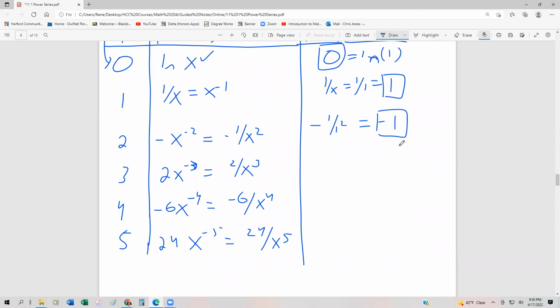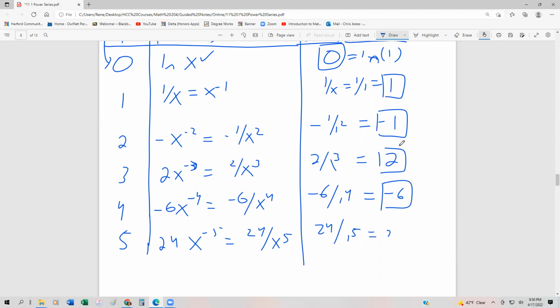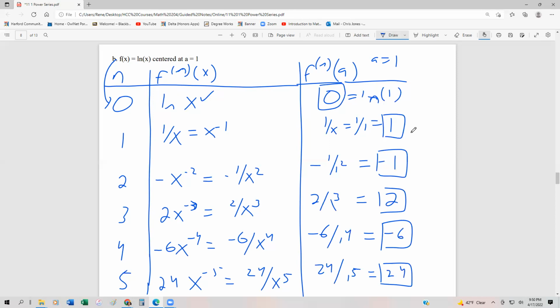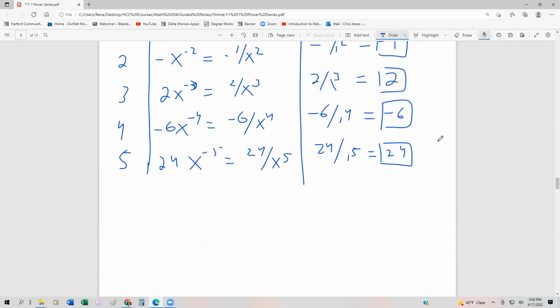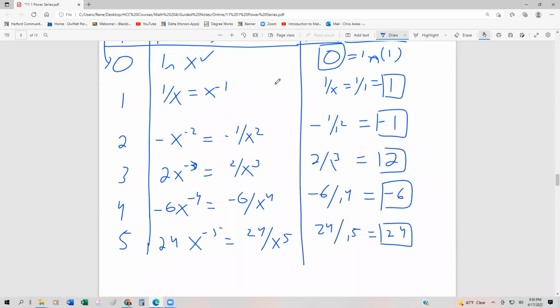Next one is going to be 2 over 1 cubed, which is going to be 2. Next one is going to be negative 6 over 1 to the 4th, which is negative 6. And then finally, we end up with 24 over 1 to the 5th, which is 24. So these are the coefficients, the nth derivative at a. Now we can go ahead and remember our formula that we're going to use. We're just going to keep substituting the values of the derivatives divided by n factorial.